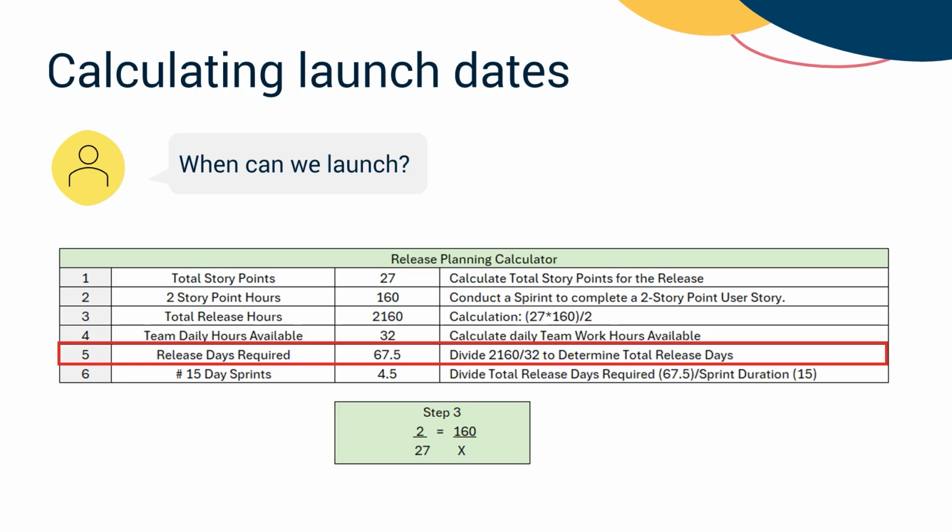The final step is determining the number of sprints required to launch the product. This team uses a 15-day sprint cycle, so if we divide the total release days required, which is 67.5, by the sprint duration, which is 15, we see that 4.5 sprints are required. The product owner should round this figure up to 5 sprints and share the schedule with the stakeholders. Rounding it up provides a bit of a buffer should any delays occur.